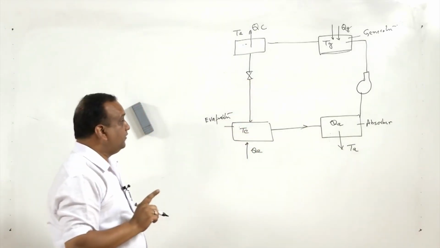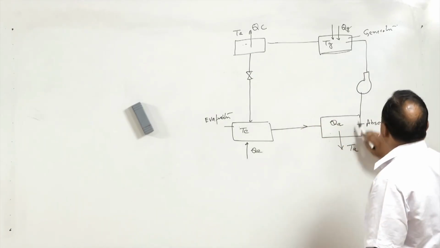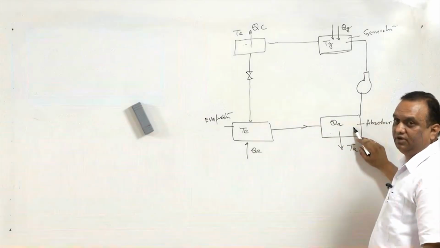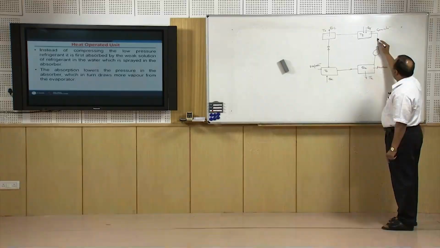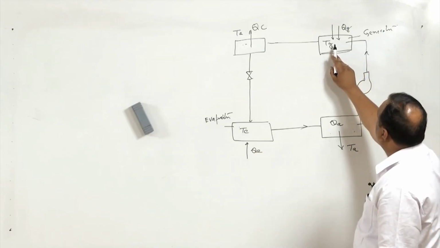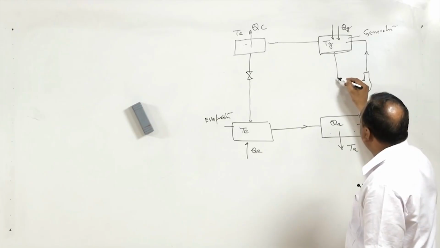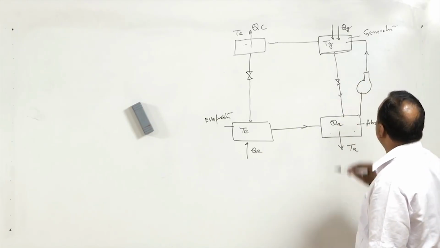Now, for continuous operation of this unit, this is absorber, this is generator. In absorber, there is a rich solution of refrigerant. It is pumped, and here, because the vapor is liberated, this becomes lean solution. So, lean solution is again sent back to the absorber, and that is how the cycle is completed.